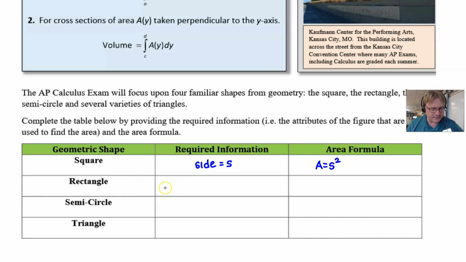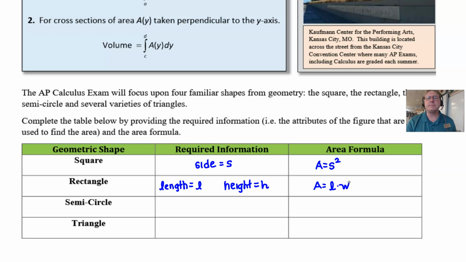There are 2 pieces of information that we need to know. We need to know a length, which we're going to call L, and we need to know a height, which I'm just going to go ahead and call H. Once you know those 2 things, the area formula falls into place very nicely, L times H.